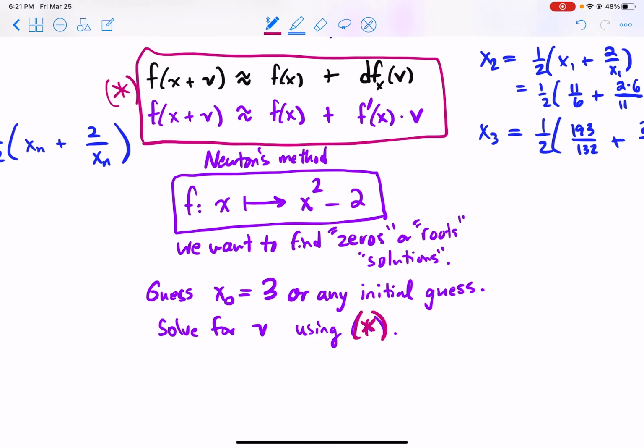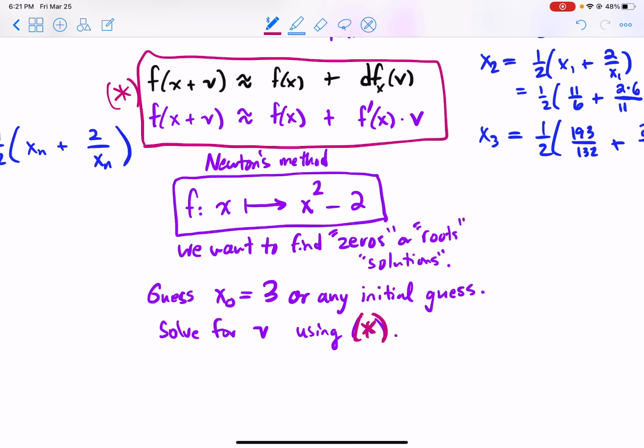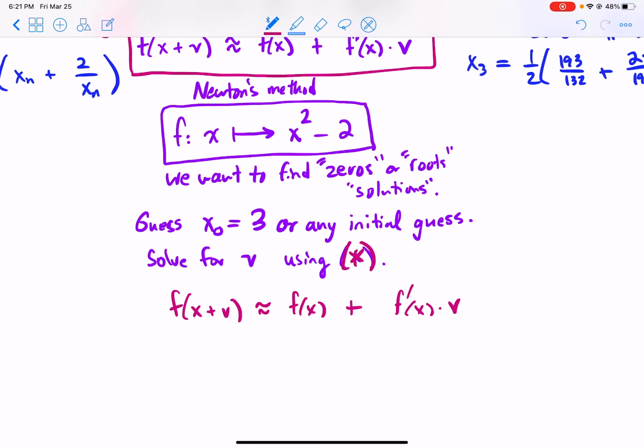Okay, so what do we do? If we take this formula, let's just write it out. x plus v is basically f of x plus f prime of x times v. We want to solve for v to figure out how we should update. We're going to start from x0 and then update: x1 equals x0 plus v.